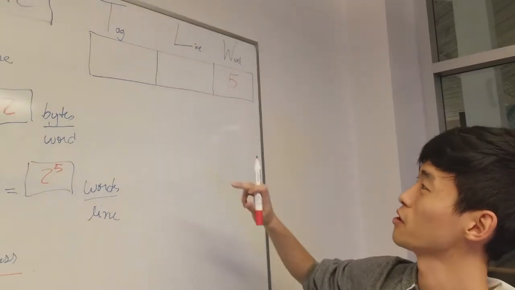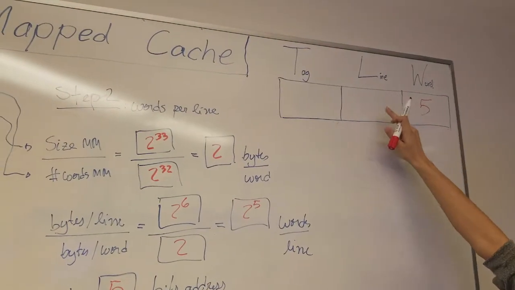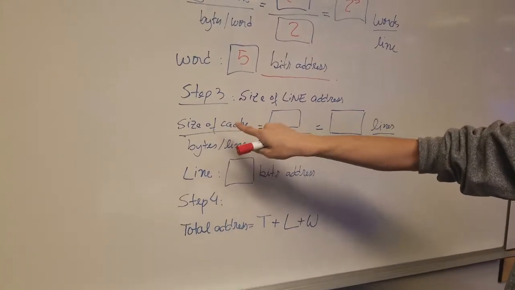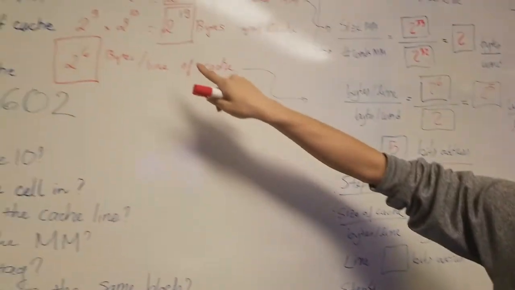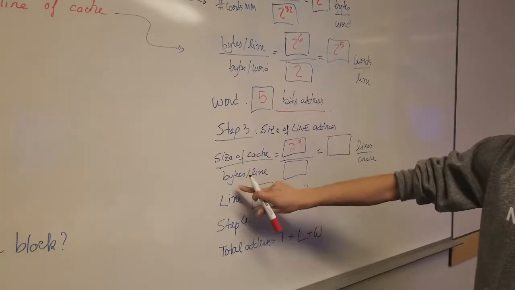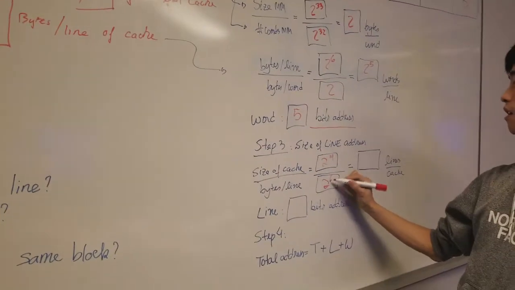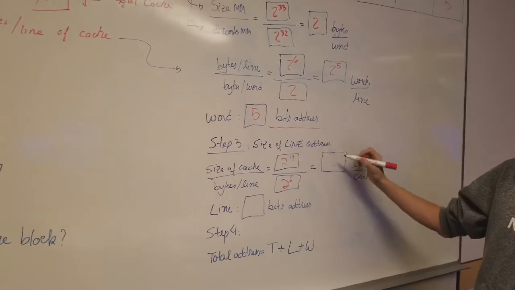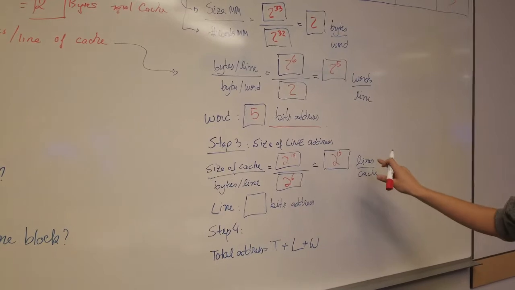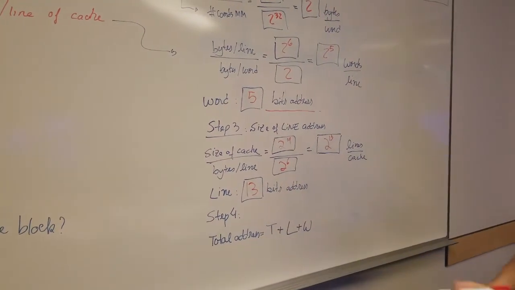There are a number of different ways to solve this, but for this example, we're going to solve the size of the line next. So for step 3, to solve the size of the line, we need to grab the size of the cache, which is 2 to the power of 19, and the number of bytes per line, which is 2 to the power of 6. And so 2 to the power of 19 divided by 2 to the power of 6, we get 2 to the power of 13 lines per cache, and we take the log of that, and then we get the size of the line, which is 13 bits per address.